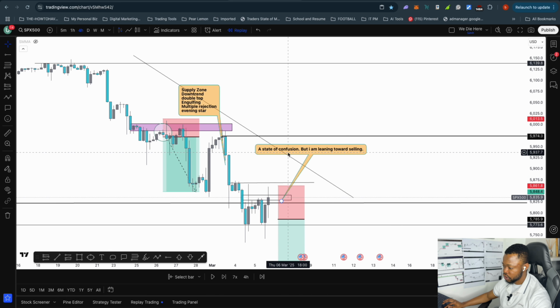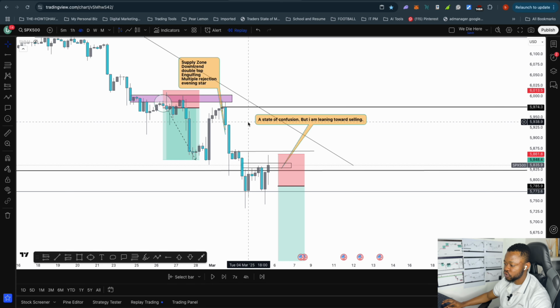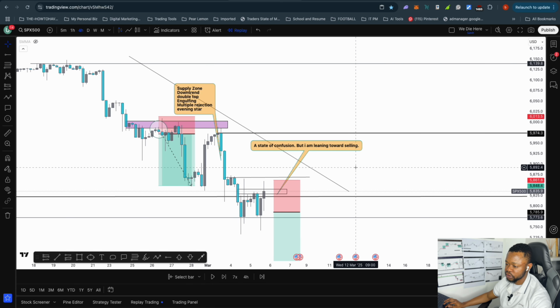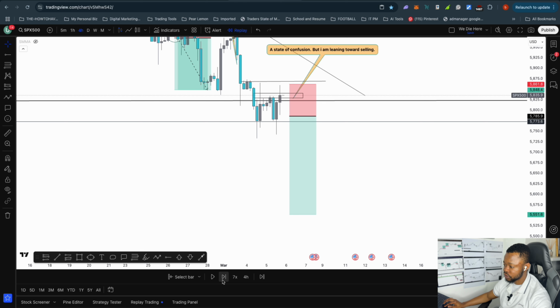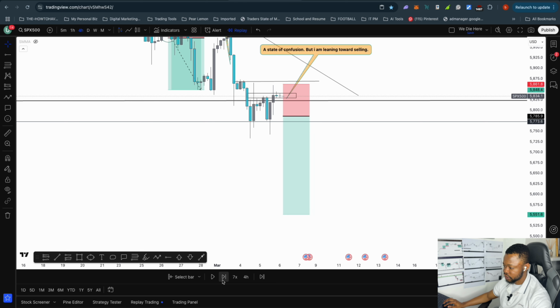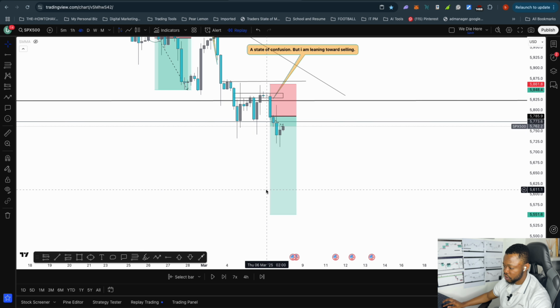If you notice this, you can see when the week started, I already wrote it here. I'm in a state of confusion on this particular trade, but I'm still leaning towards the sellers. Why am I leaning towards the sellers? Because we have selling momentum and we are in a downtrend. So I waited for my patterns to play out again, and you can see how we had this big bearish push. I sold here, waiting for my 1 to 3, and you can see how price continued to push further down.